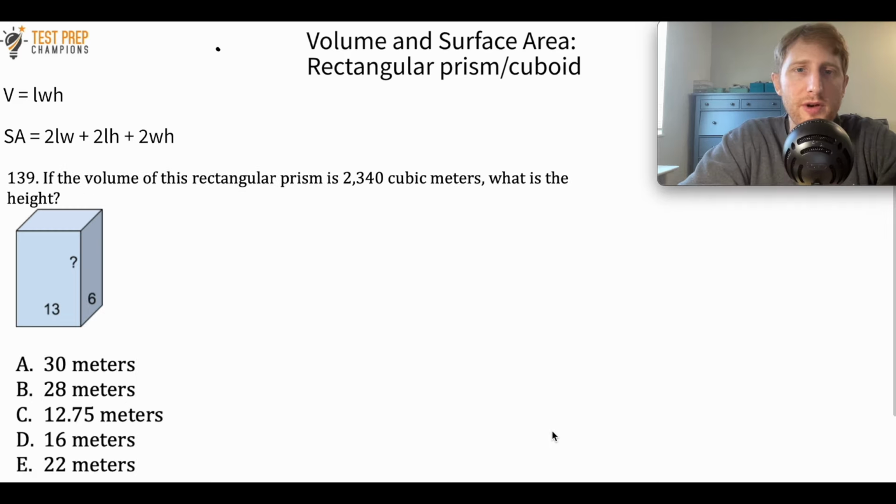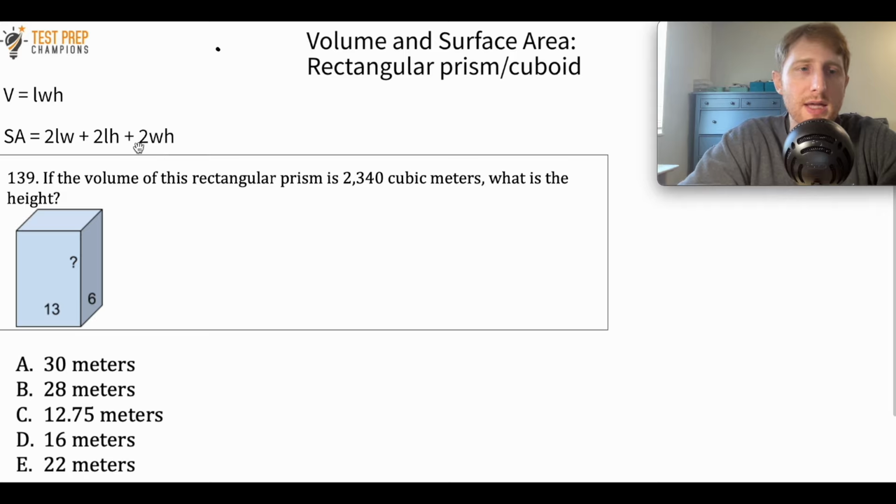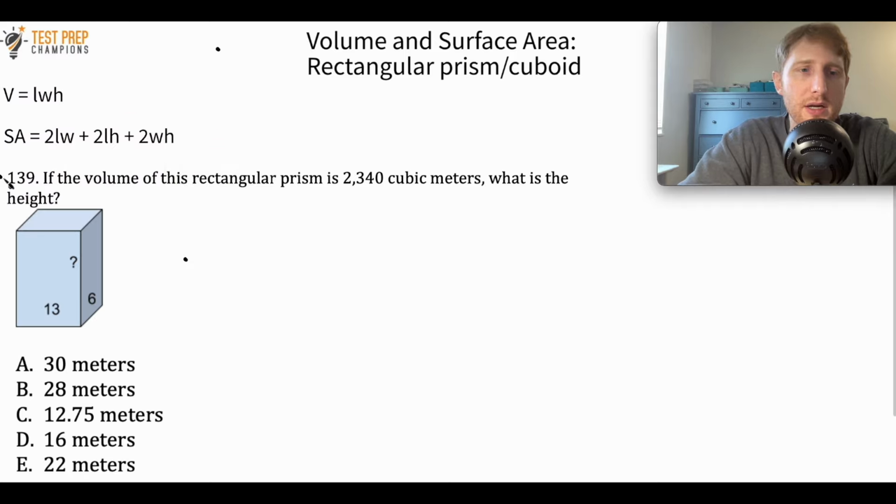So here's a different variation of a volume of a rectangular prism example. And this one says, if the volume of this rectangular prism is 2,340 cubic meters, what is the height? And again, don't worry about this 139 here. And so let me give you a chance now to pause the video, try to figure this out. And whenever you're ready, we'll go over the answer.